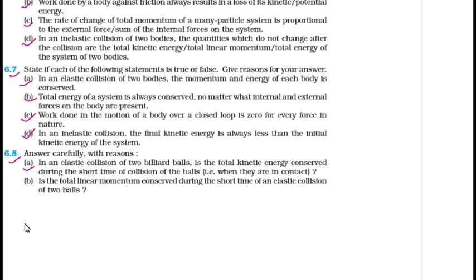Next question is B. Is the total linear momentum conserved during the short time of an elastic collision of two balls? Let us see the solution.